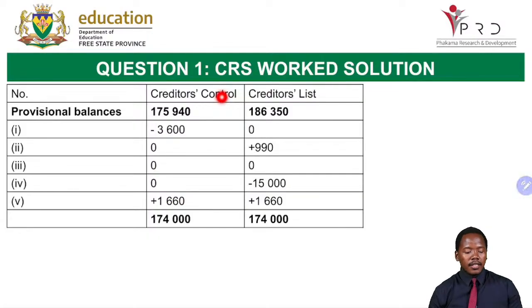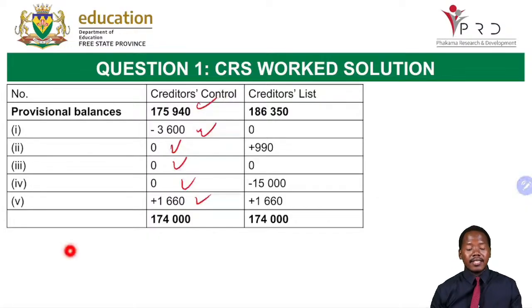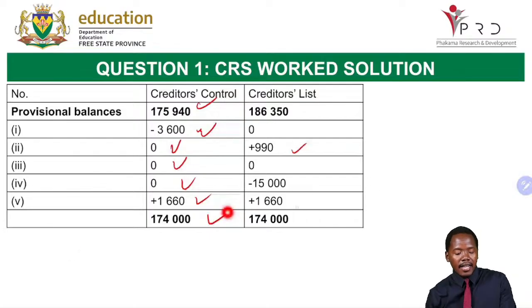Now this is our full creditors control and creditors list. There we have it. 175,940. Remember, it didn't affect creditors control, transaction Roman figure 2, 3, and 4. Then Roman figure 4 affected. Then 175,940 plus minus 3,600 plus 1,660, we get 174,000. And then 185,350 plus 990 minus 15,000 plus 1,660, then we get 174,000.